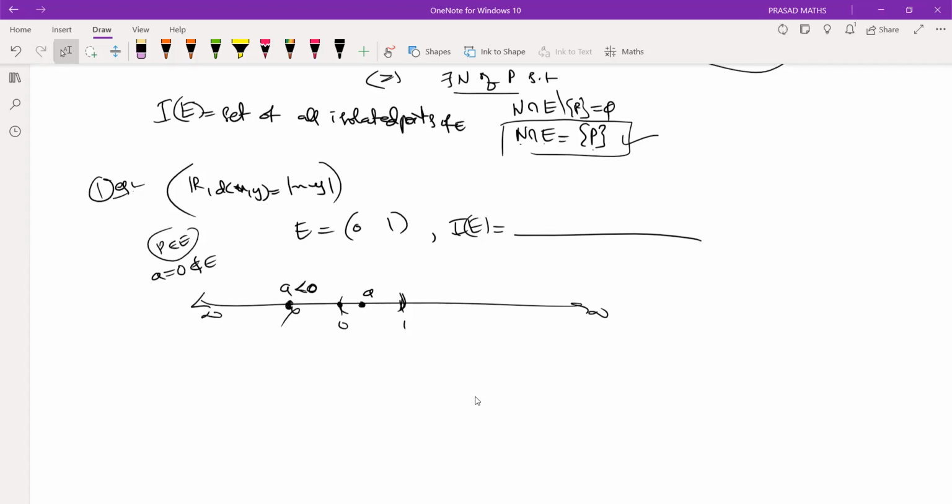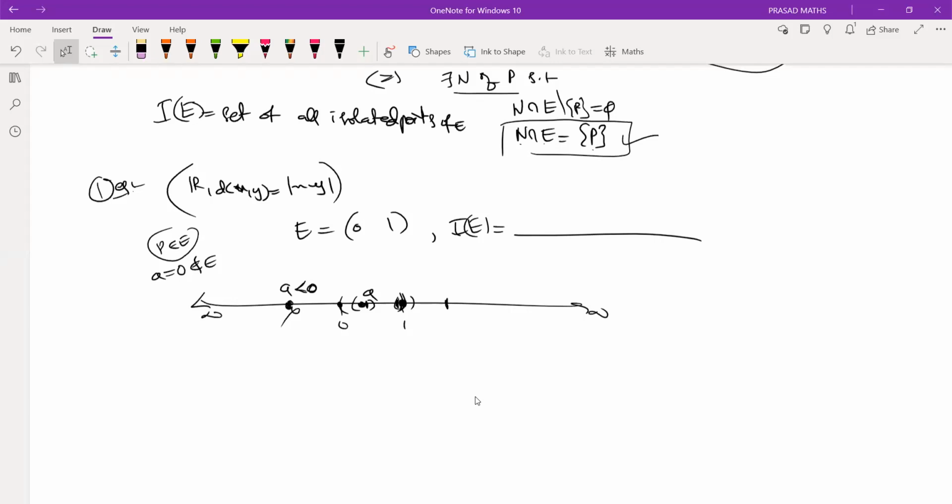Is a point which is inside an isolated point? No, because a point inside is a limit point: you take any neighborhood, it contains at least one point other than the point itself. Therefore it cannot be an isolated point because it is a limit point. Is 1 an isolated point? No, because you take any neighborhood, it contains at least one point other than 1 itself. Therefore, 1 is a limit point, so 1 cannot be an isolated point.